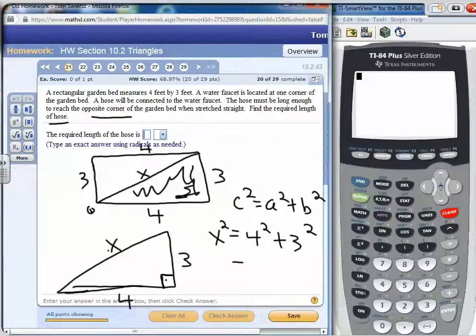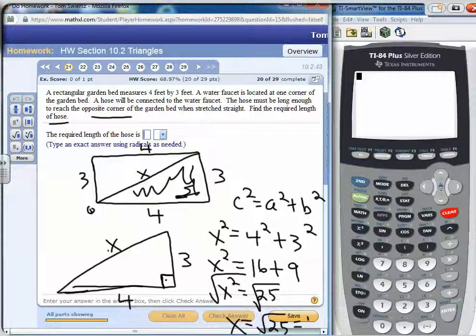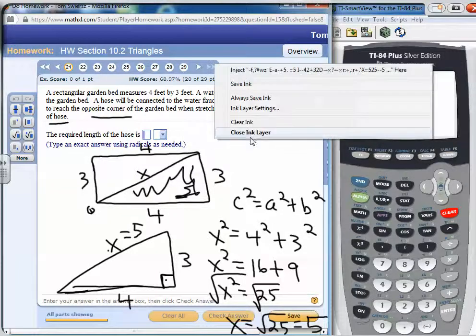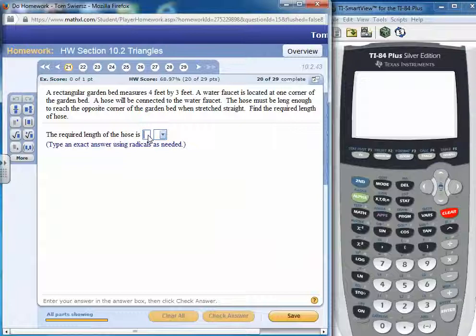So x squared is equal to the one side squared, 4 squared, plus the other side squared, 3 squared. So 4 squared is 16. 3 squared, 3 times 3 is 9. So x squared is equal to 25. Take the square root of both sides and get x as the square root of 25, which we know is a perfect square, equal to 5. So the hypotenuse of this right triangle is the diagonal, which is the length of the hose. So it's going to be 5 feet using the Pythagorean theorem, because we ended up with a right triangle. And the units are in feet.